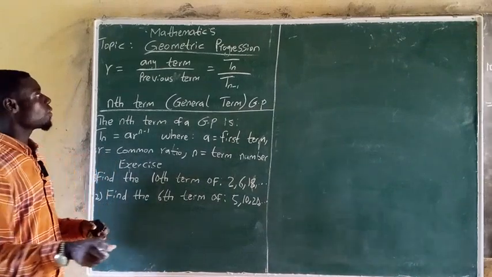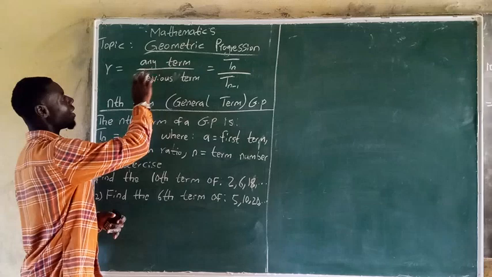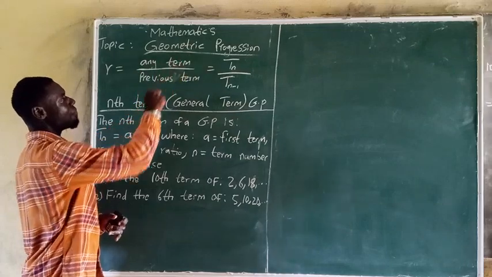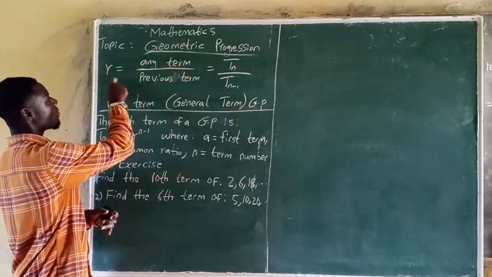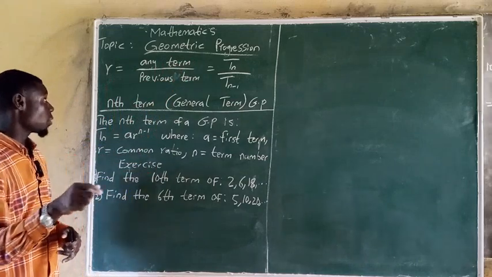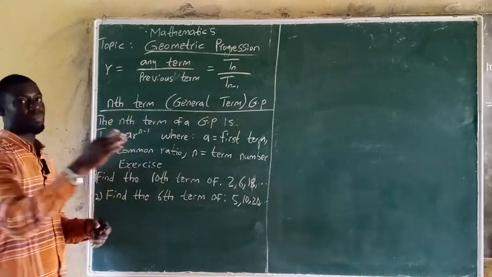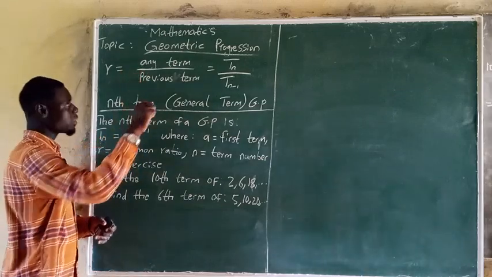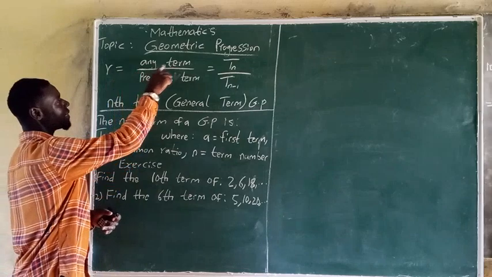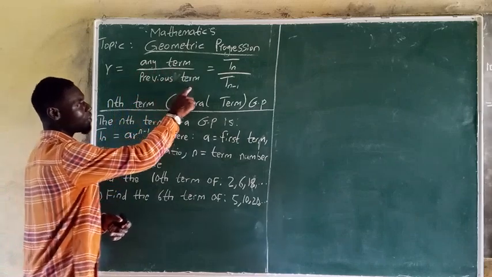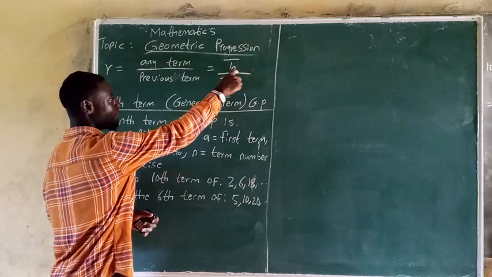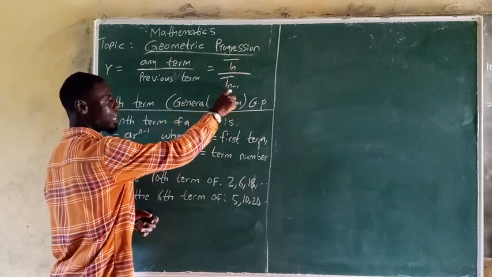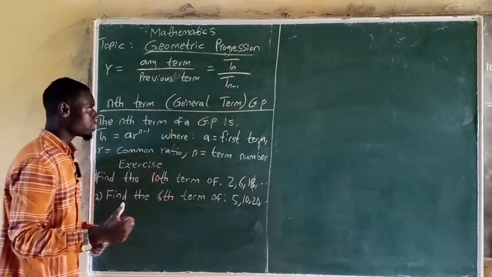In our previous video, I made a solution to finding the common ratio of a number. Go to my previous video and you will see that aspect. In revision, the common ratio is any term divided by the previous term, which is t sub n: any term divided by what? Its previous term.